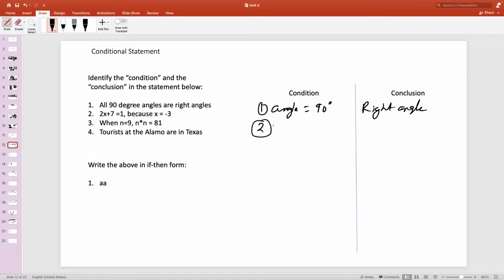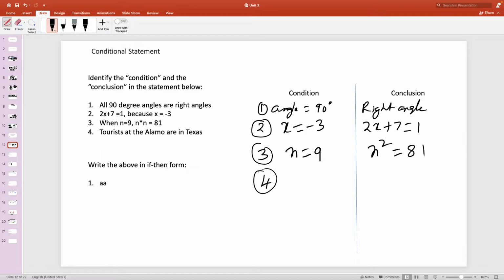Seems pretty simple, but as you will see in the next few minutes, this becomes very important. Okay, let's look at the second one. 2x plus 7 equals 1 because x is equal to minus 3. This is very self-explanatory. The condition is if or when x is minus 3, the conclusion is the value of 2x plus 7 will be 1, right? The third one, again, pretty simple. When n is equal to 9, n square is 81. So the condition is if or when n is 9, and n square is 81 is the conclusion.